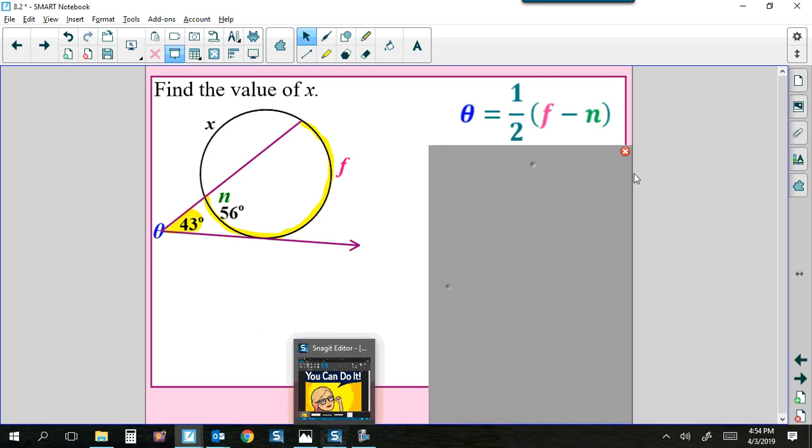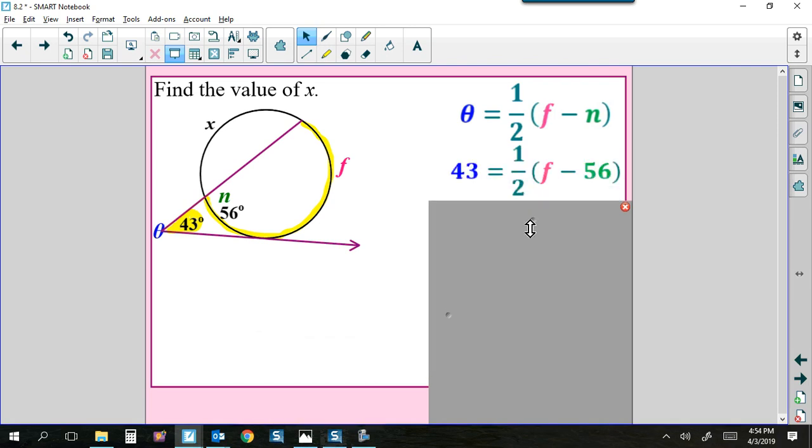So let's go ahead and figure out what f would be. So we know theta is 43. We know n is 56. We're looking for f right now to help me figure out the answer to the problem.